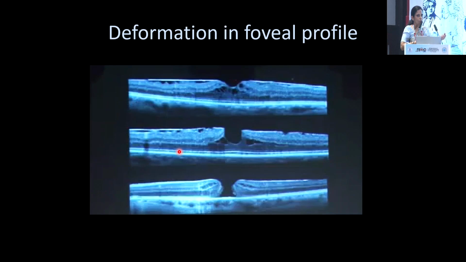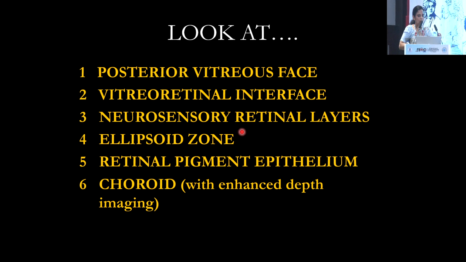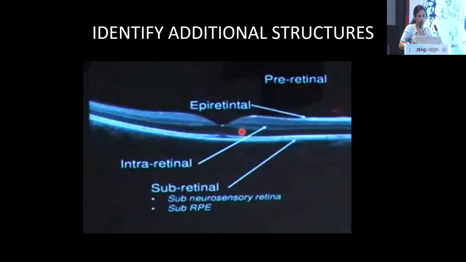So see the fovea and see whether it's deformed or not. There could be an epiretinal membrane, there could be a lamellar hole, there could be a full thickness hole. And when you see the OCT, make sure that the cut has gone through the fovea. Many times when technicians or optometrists do it, they do not take the cut through the fovea, and then you may not get the complete information. After that, look at all the different layers: the posterior vitreous face, the vitreoretinal interface, the neurosensory layers, the ellipsoid zone, the RPE, and the choroid.